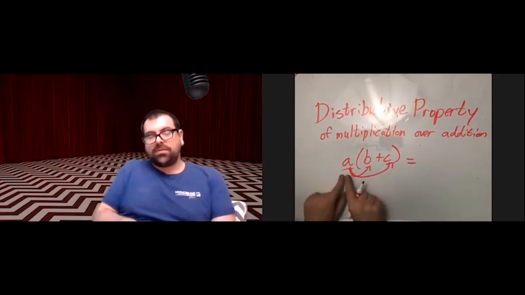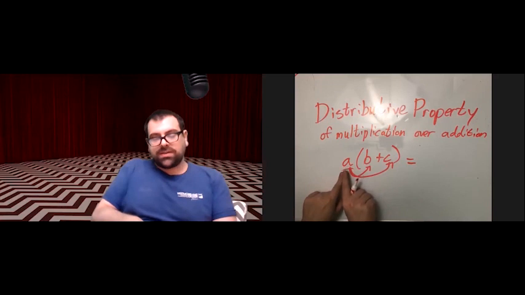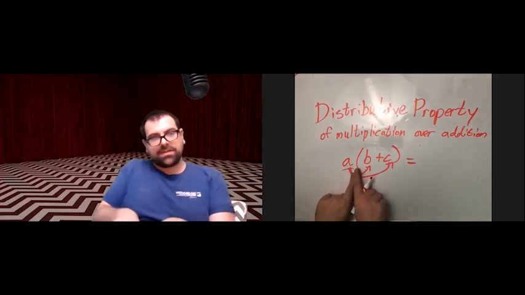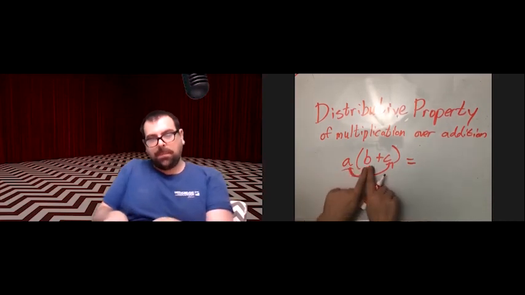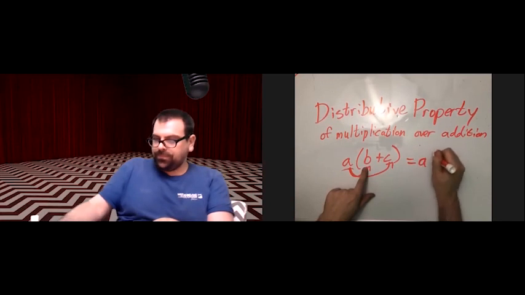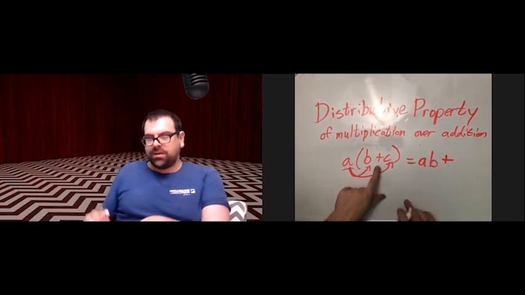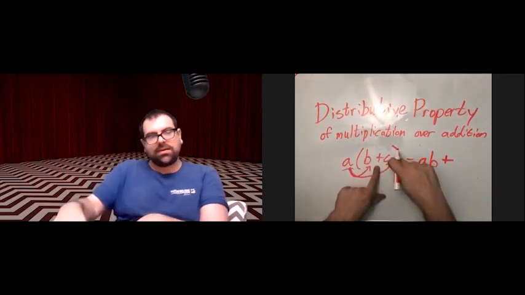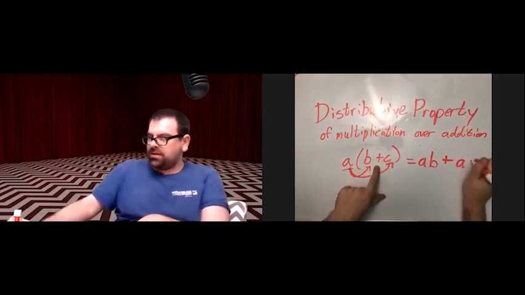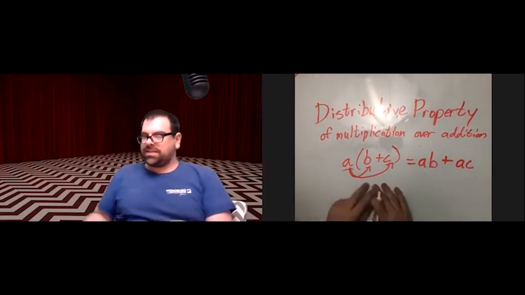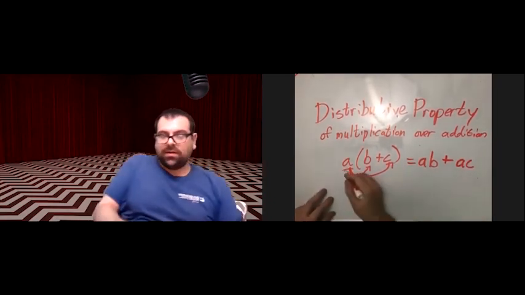We're going to take this number on the outside of the parentheses. Notice, right up against parentheses always means multiplication. So A times B. And then we hit an addition, A times C. This is the distributive property.